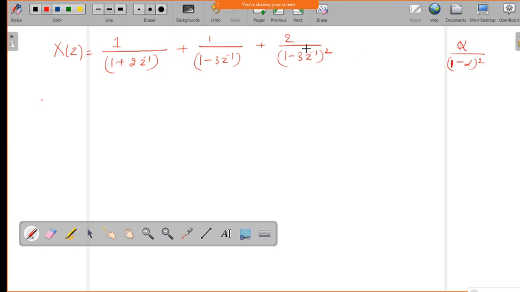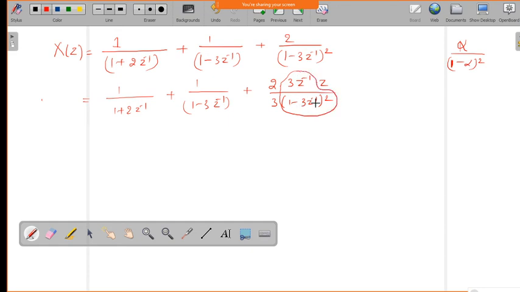So how to bring that one? Multiply and divide by z inverse here. So what will you get? 1 over 1 plus 2 z inverse plus 1 over 1 minus 3 z inverse. Here you try to get it in terms of alpha z inverse by 1 minus alpha z inverse whole square. So what will you do? 2 into 3 z inverse into z divided by 3 into 1 minus 3 z inverse whole square. Now you can see z inverse and z will get cancelled, 3 and 3 will get cancelled, and again you will get back the same thing.